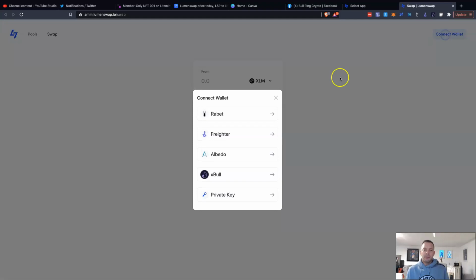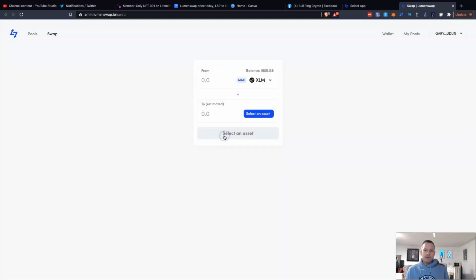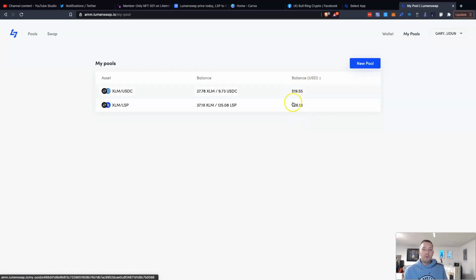So we connect our wallet and we connect our Freighter, because this is our demonstration wallet. We can go onto our wallet balances here, but we're not talking about that today, though we can. It's one of the new tabs that has appeared since we've connected. And we can go on to My Pools, this one at the top right here. So I want to go onto My Pools, and there are 2 pools.